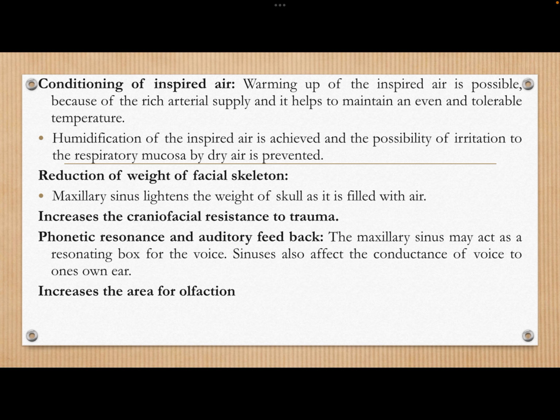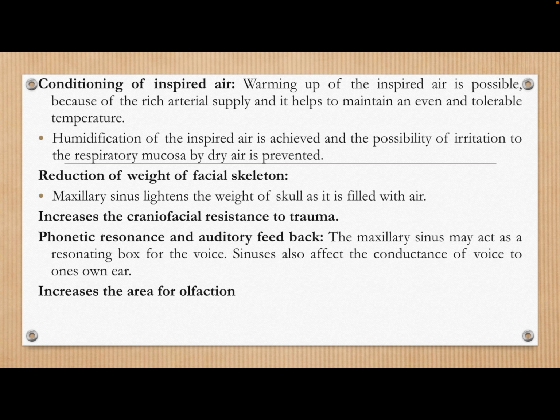In detail on each function, conditioning of inspired air. Warming up of the inspired air is possible because of the rich arterial supply, and it helps to maintain an even and tolerable temperature. Humidification of the inspired air is achieved, and the possibility of irritation to the respiratory mucosa by dry air is prevented.